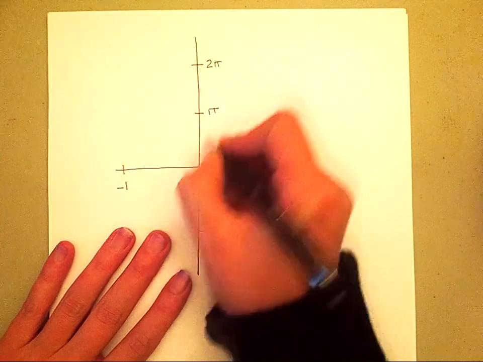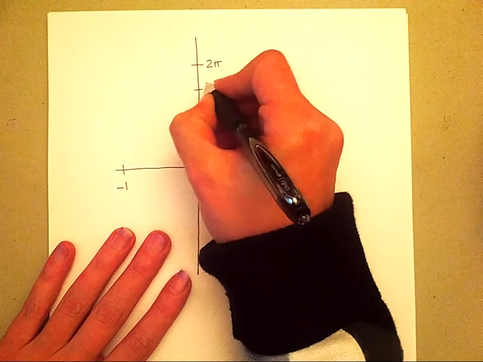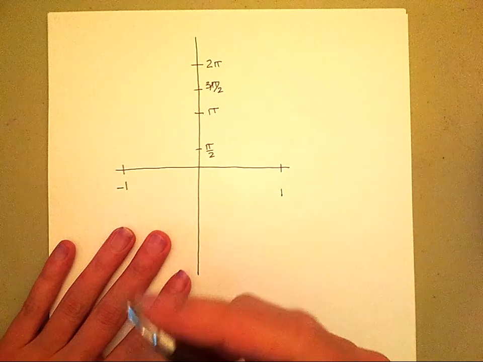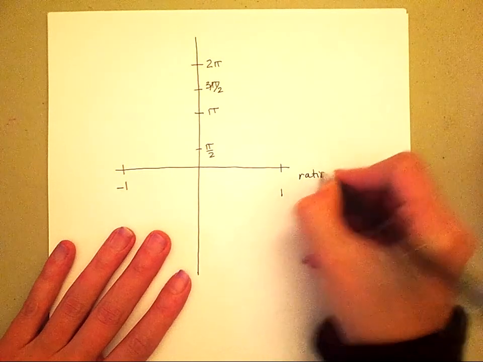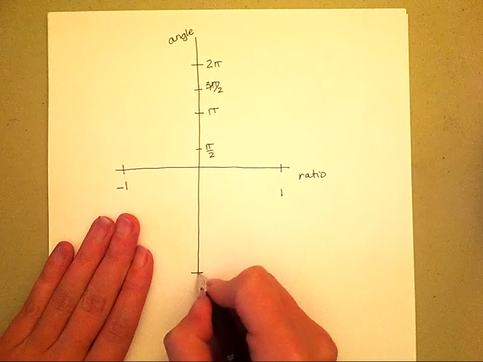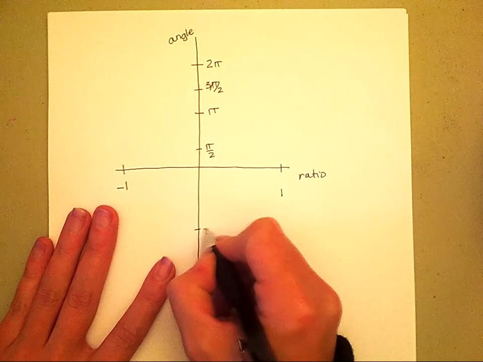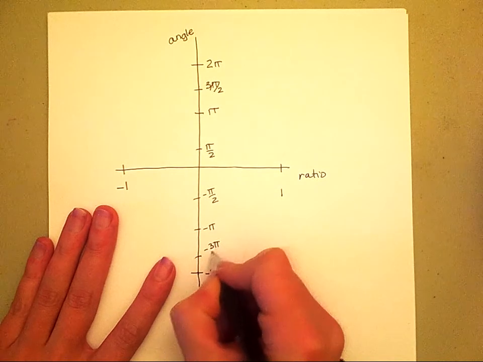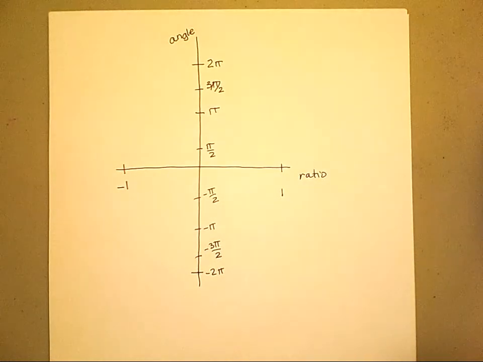Here's 2 pi. Here's pi. Here's pi over 2, 3 pi over 2. Because now this is the ratio, and this is the angle. And down here, negative 2 pi, negative pi, negative pi over 2, negative 3 pi over 2. Okay, and so these things need to flip.